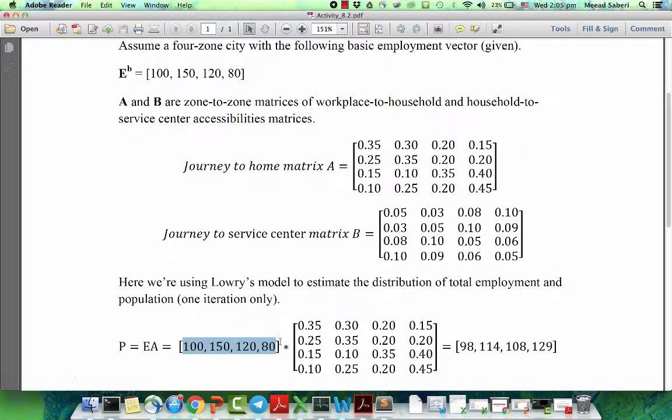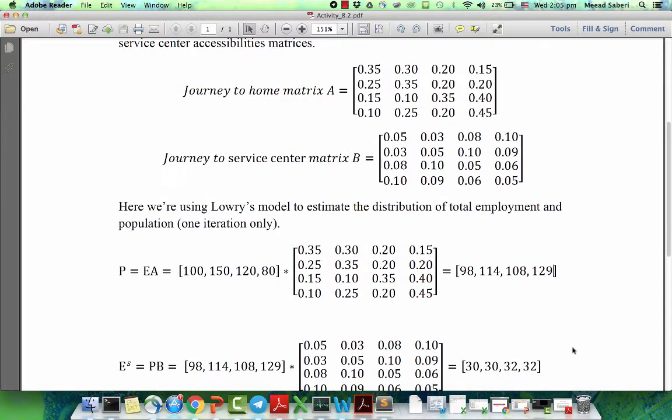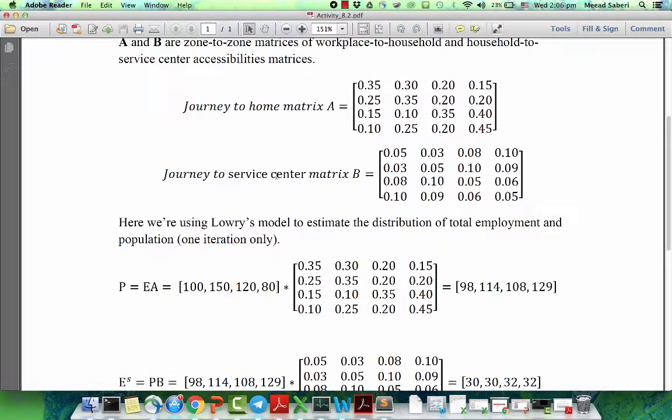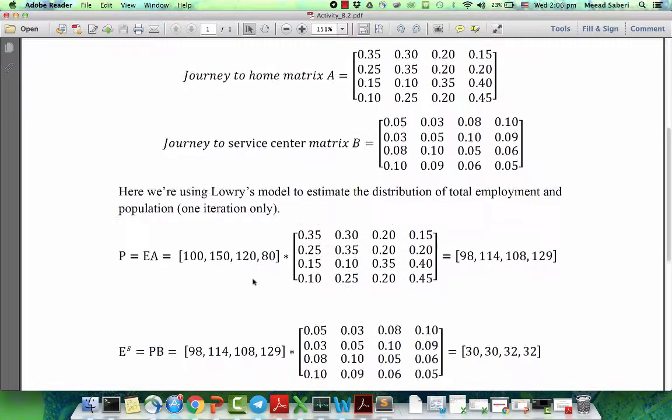So we have the employment matrix multiplied by the accessibility matrix of workplace to household, and we get the population distribution. In the second equation, we get the service jobs distribution. So ES, which is the employment of service-related jobs, is equal to the population matrix multiplied by the B accessibility matrix, which was the journey to service jobs accessibility.